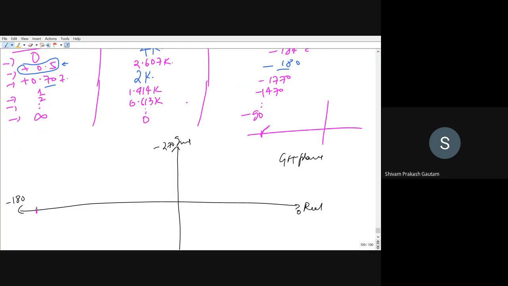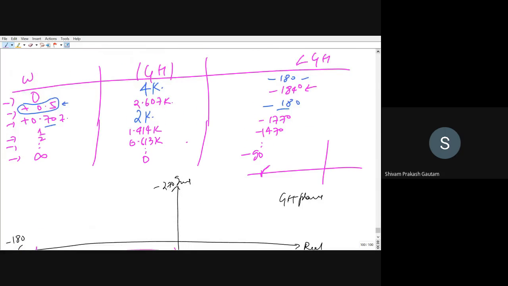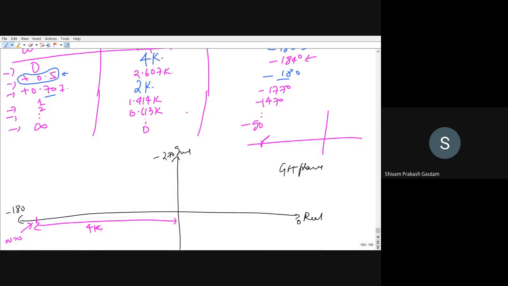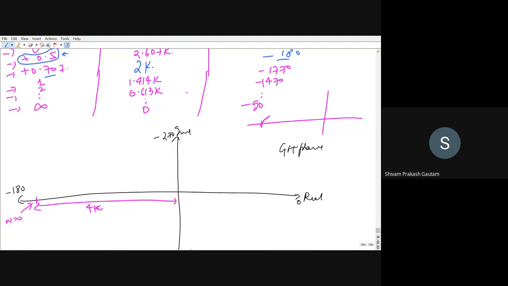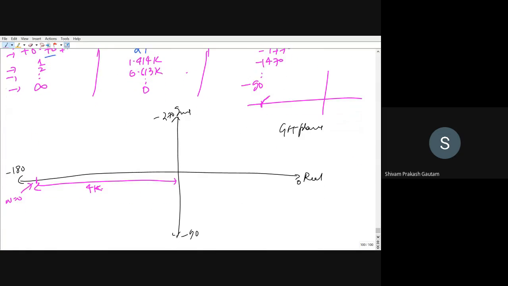That means you can select any one point. This is the point at omega is equal to 0. And what is the magnitude you're getting? Magnitude is 4K. When you are increasing the value of omega, you are getting minus 184 degree. Minus 184, that means you cannot get minus 184 in the downward direction, because the phase will be less than minus 180. So you have to move in upward direction. So our plot will move in upward direction.